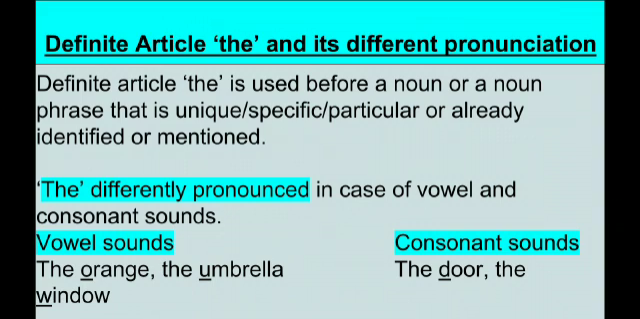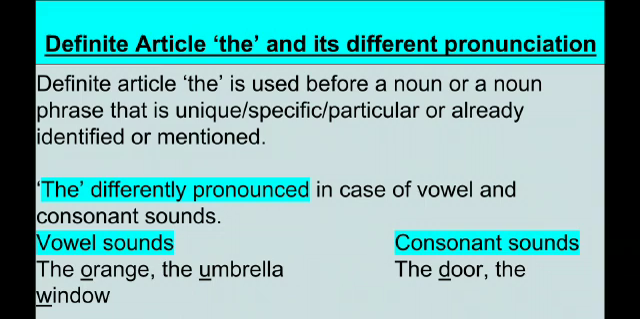Now it's time to discuss the definite article. The definite article "the" is used before a noun or a noun phrase that is unique, specific, particular or already identified or mentioned. Before we discuss the uses of "the", let's clear one confusion that many of us face sometimes. We get confused about how to pronounce "the". Is it "thuh" or "thee"?